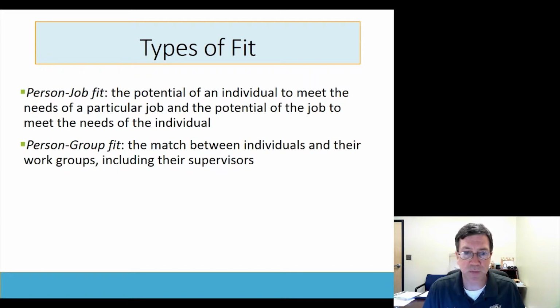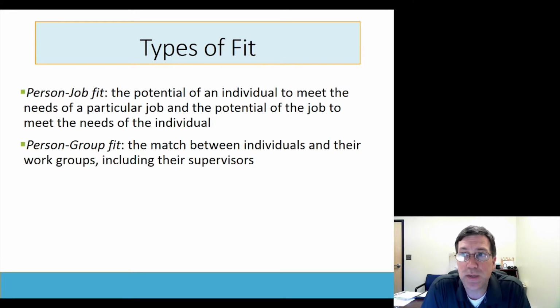And it may be that this job is perfectly suited to me. It meets all of my needs. It takes good use of all of the skills that I have. It provides opportunities. And yet the people who are going to be working around me are horrible. So even though I like this job, I'm not going to get along with the people. I'm not going to get along with the boss. So you see that person-group fit is a match between the individual and the folks that they work with, their peers, the folks in the next cubicle, the people in the next office, the supervisor.